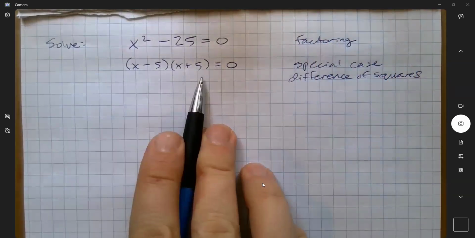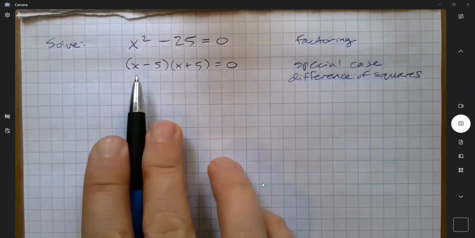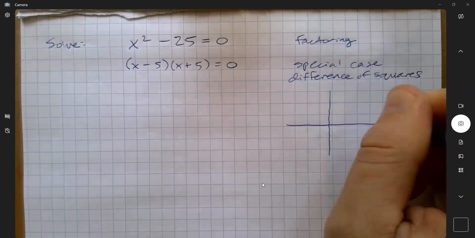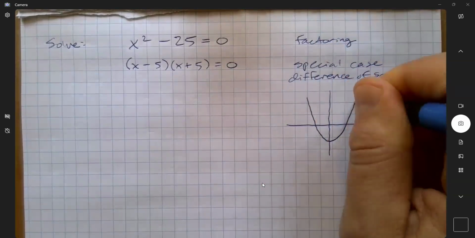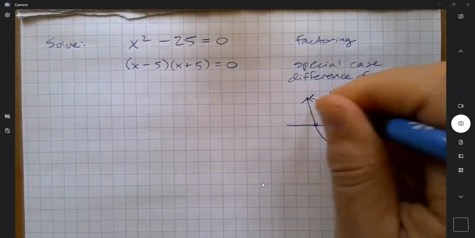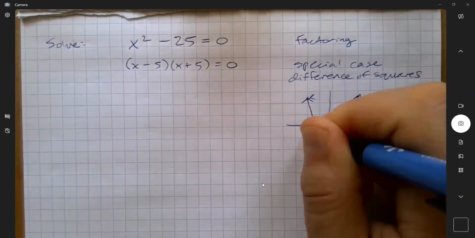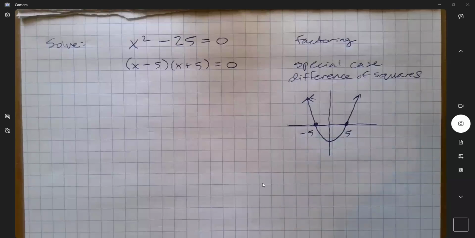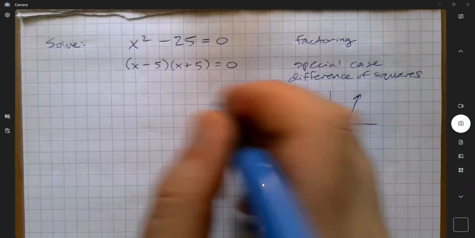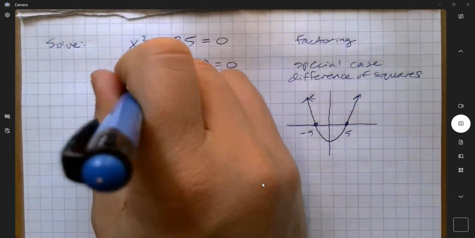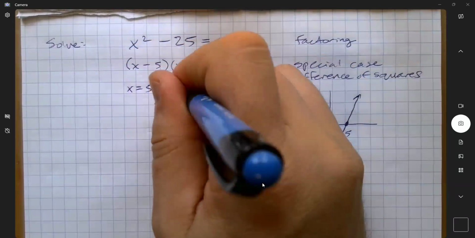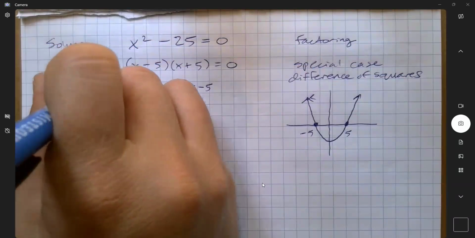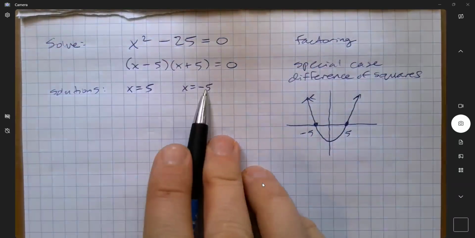By the way, difference of squares comes up a lot in mathematics. It's this idea of symmetry. If we think about what this expression, what this graph looks like, it's going to be perfectly symmetric around the vertical axis. And it crosses, again, symmetrically at -5 and +5. Oh, by the way, those are my solutions. The x minus 5 corresponds to a solution of x equals 5, and the x plus 5 corresponds to a solution of x equals -5.